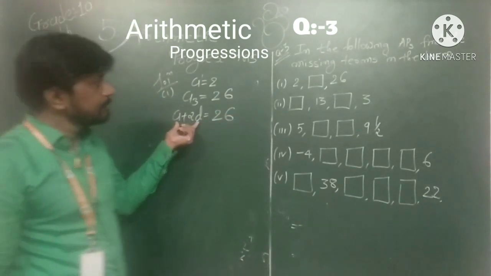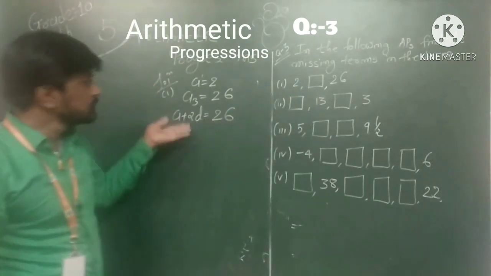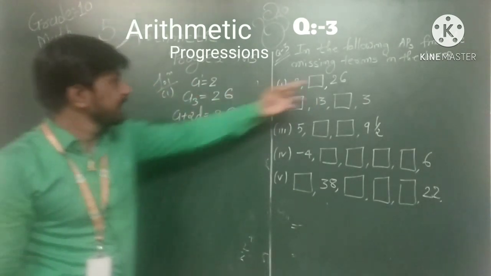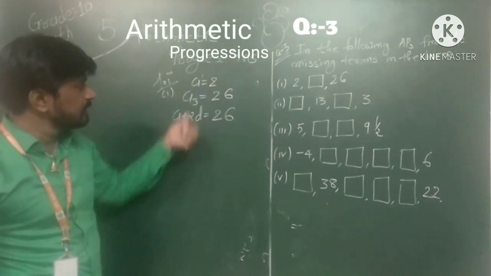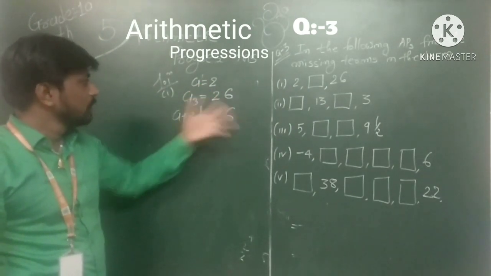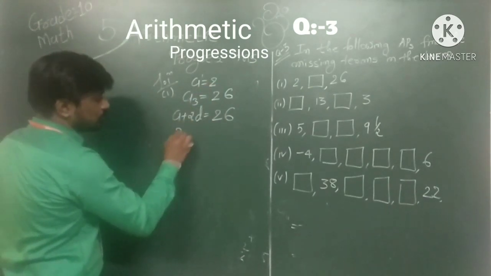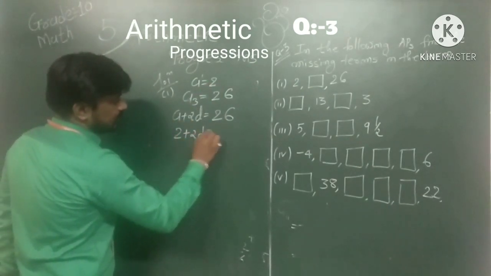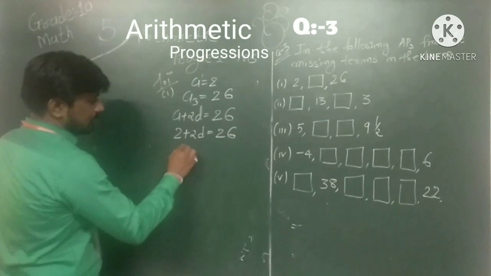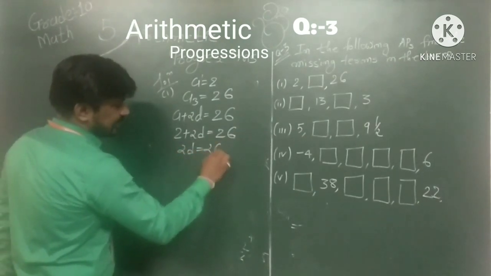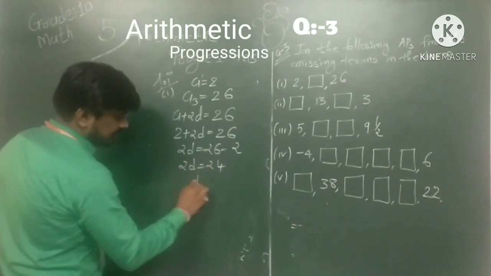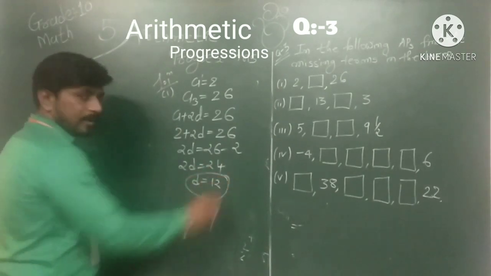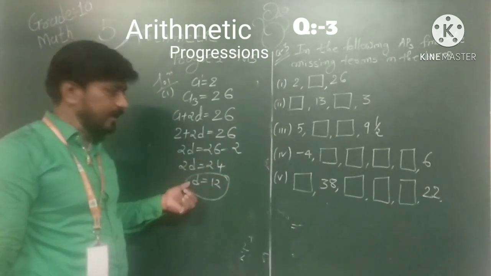Now put the values of A and D. We don't know what D is actually. A3 is equal to A plus 2D. We put the value of A is equal to 2 here, plus 2D is equal to 26. Transfer 2 to the opposite side, it becomes negative. 2D is equal to 24 and D is equal to 12.